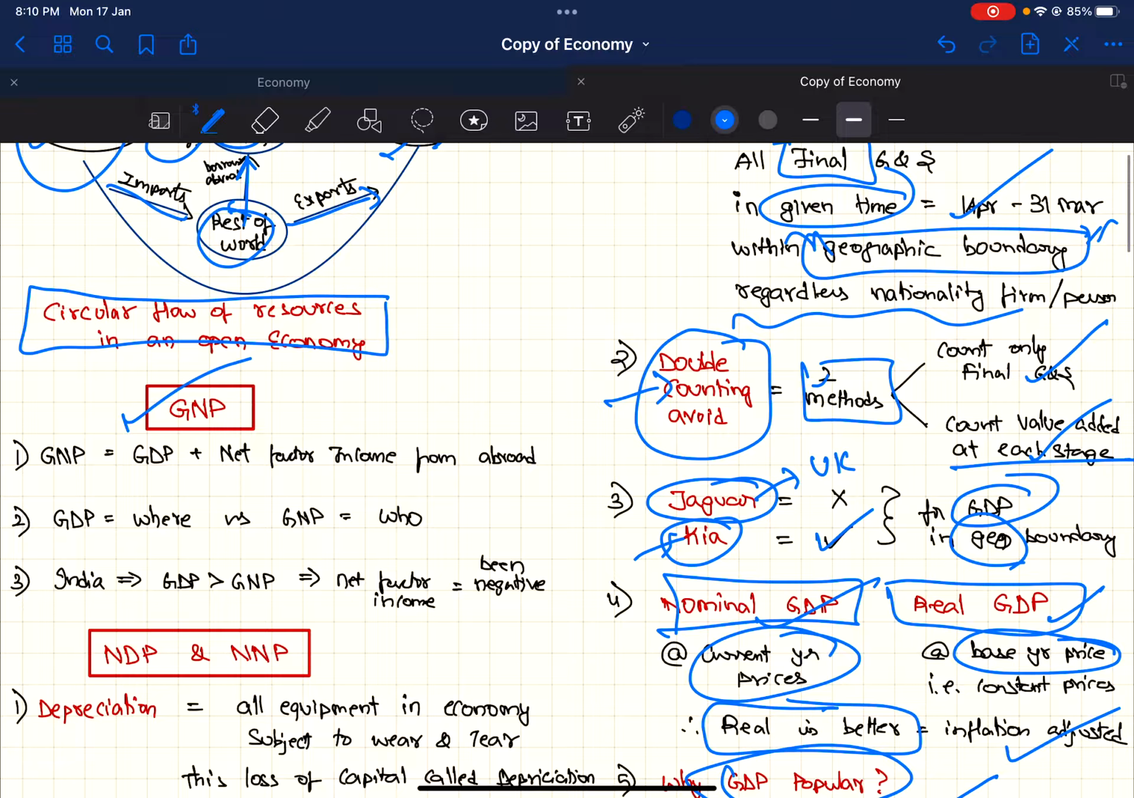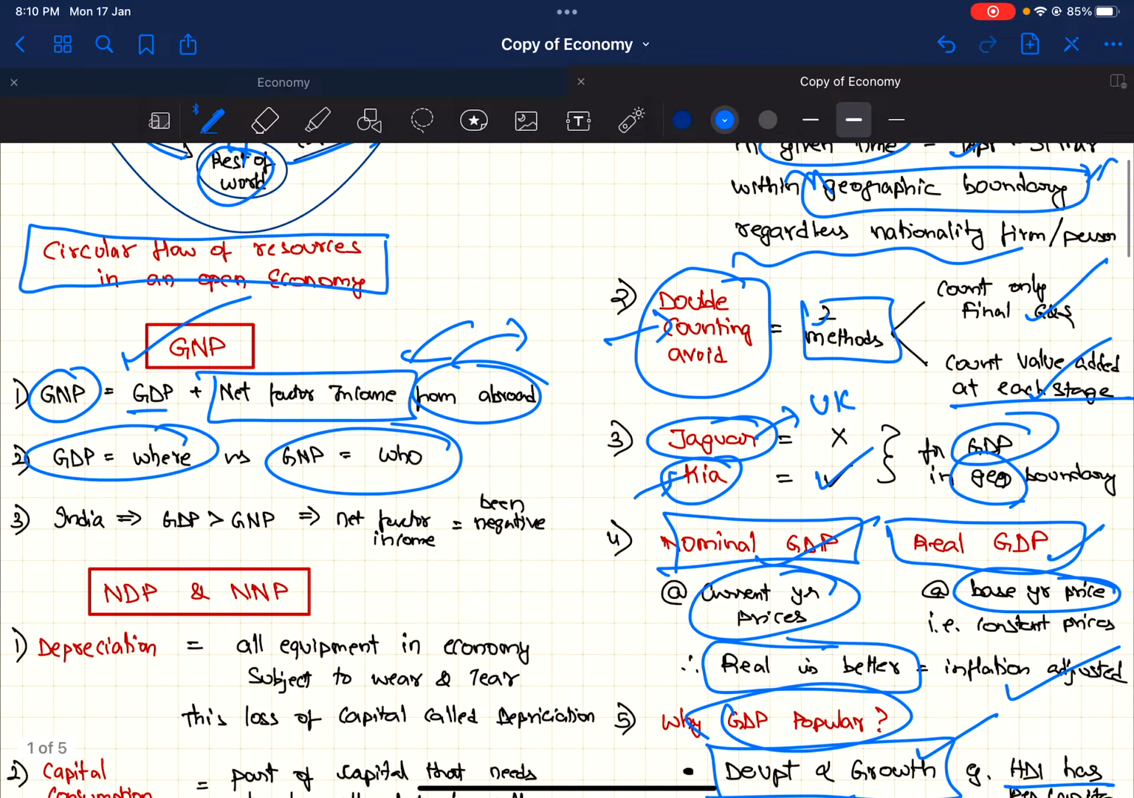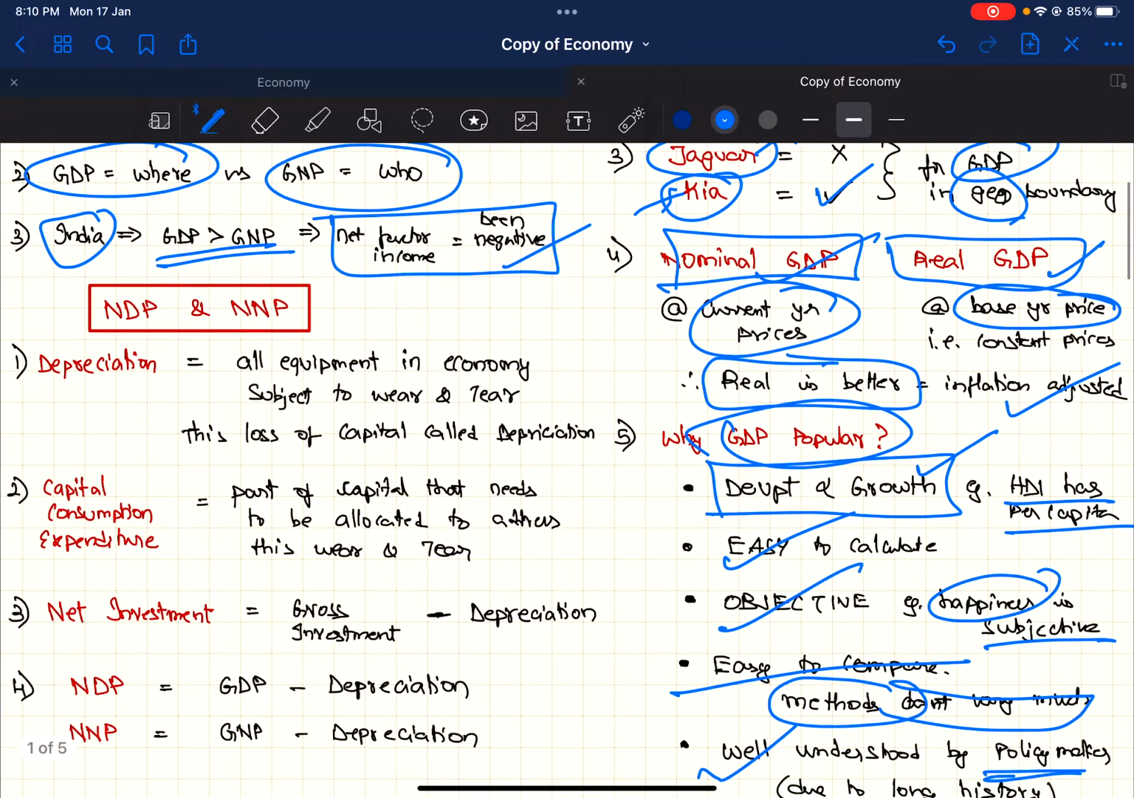Now coming to GNP. GDP is where and GNP is who. Therefore, GNP equals GDP plus net factor income from abroad, which is how much we get from abroad minus how much we pay to abroad. For India, GDP is always greater than GNP because net factor income is always negative.